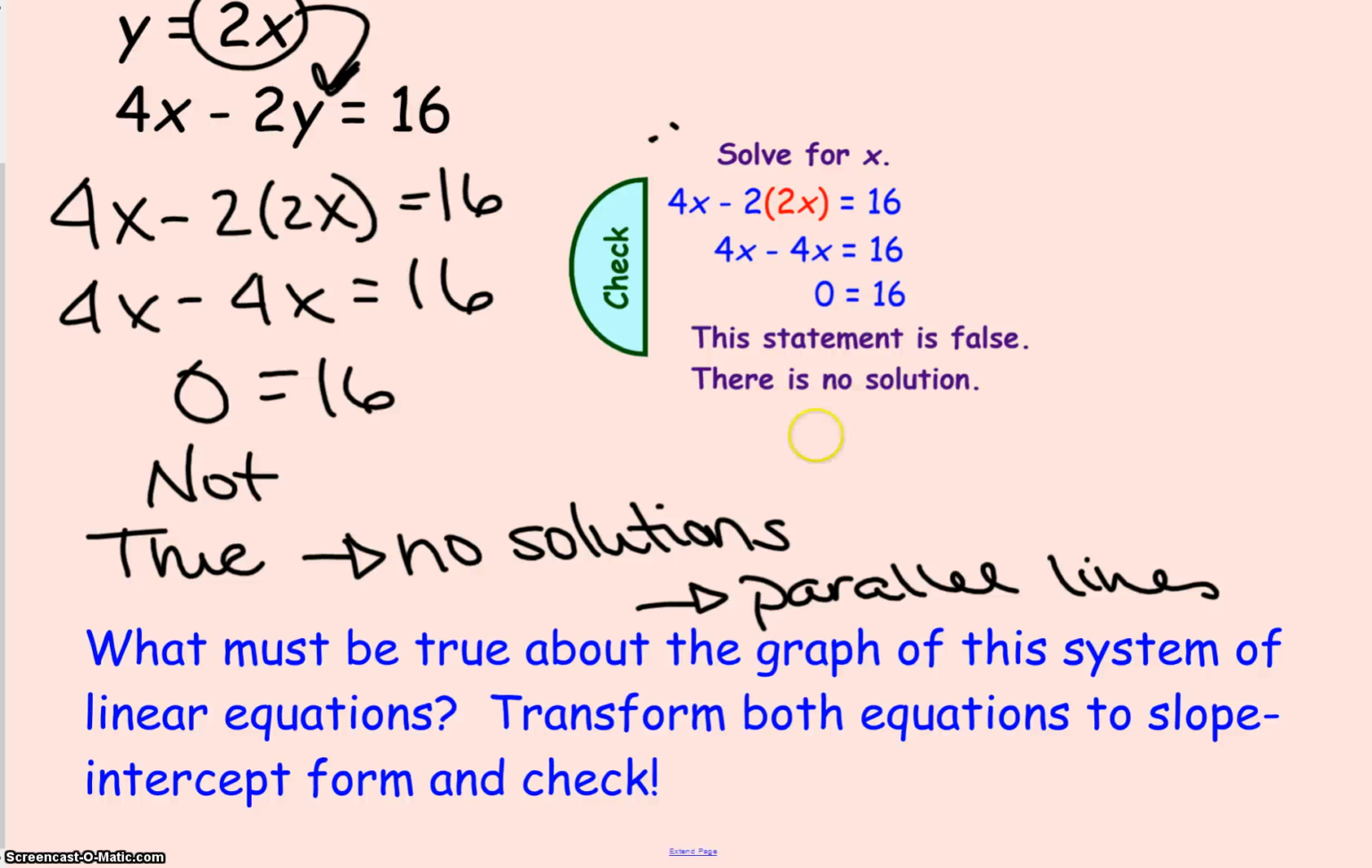So we can check that. This statement is false. There is no solution. What must be true about the graph? It's parallel lines.